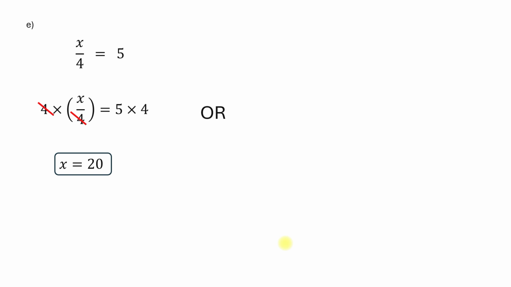Or we can approach this same question a slightly different way. X over 4 equals 5. The 5 could be expressed as 5 over 1.